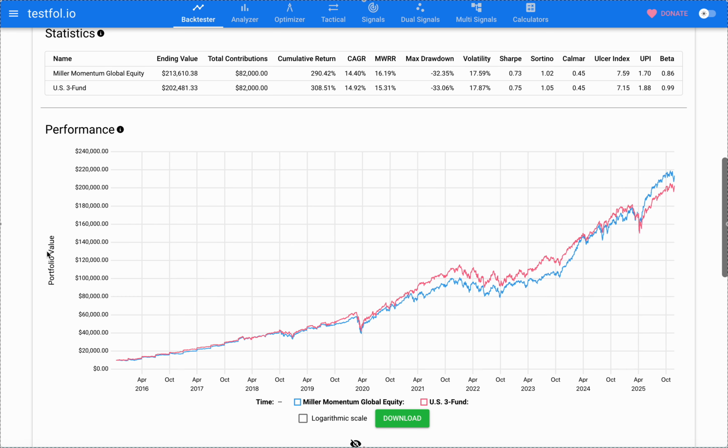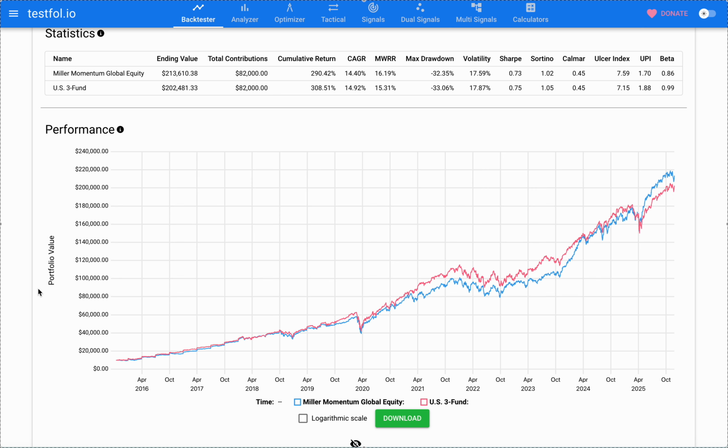Here, you see an even more pronounced outperformance. Miller Momentum Global Equity is now up at a 16.19% money weighted return. The max drawdown is lower than the US 3 fund. The volatility is lower than the US 3 fund. It's got a beta of 0.86. It's just giving you really good all around returns. It's beating the US 3 fund, even considering this most recent decade of outperformance of the US market in general.